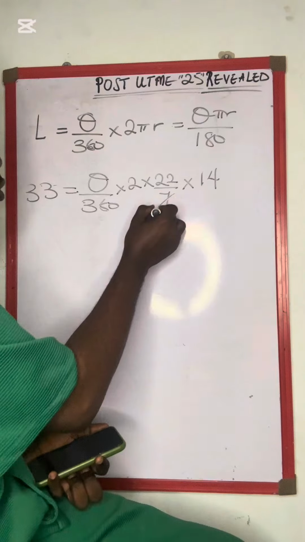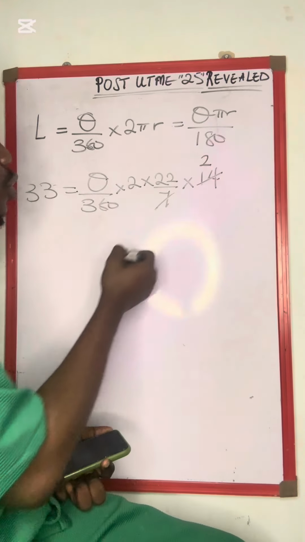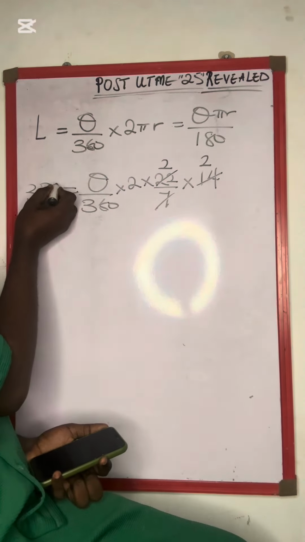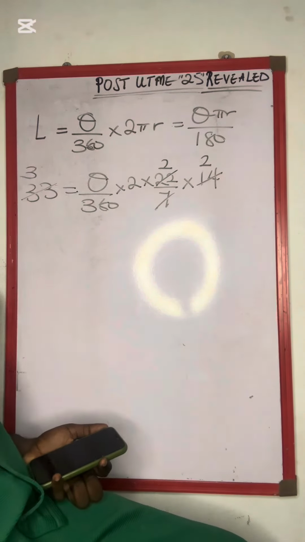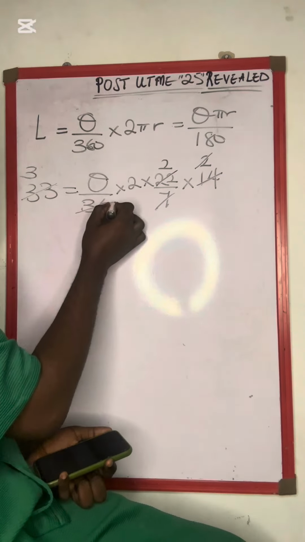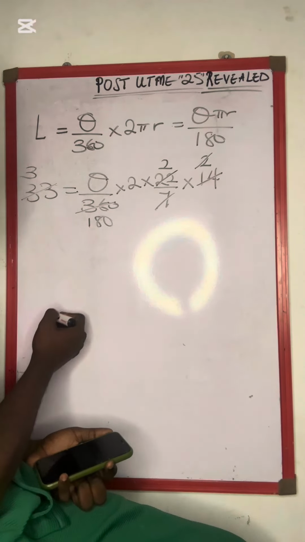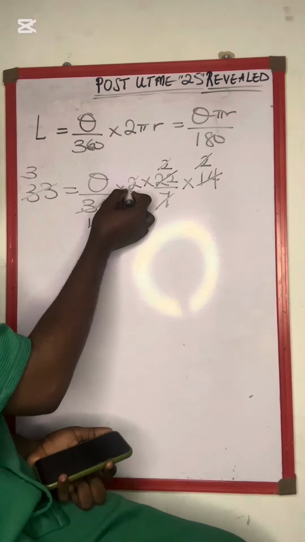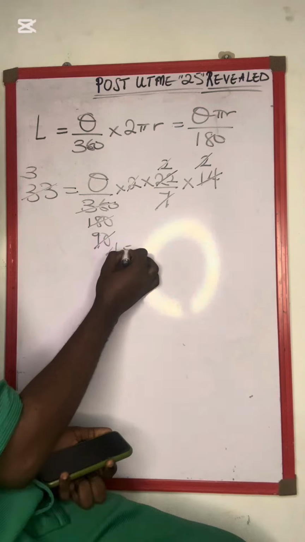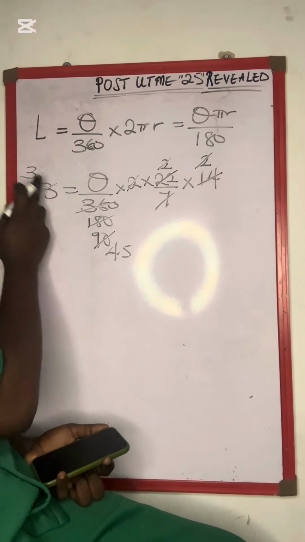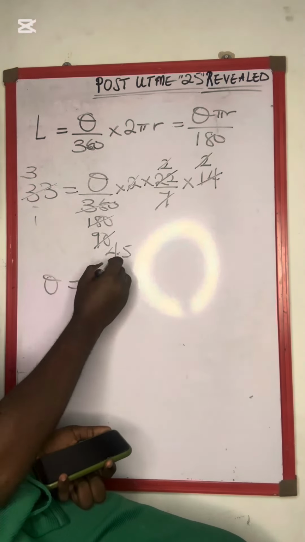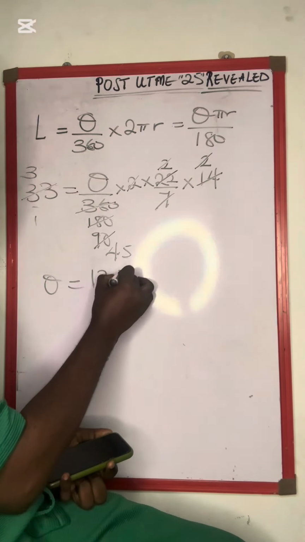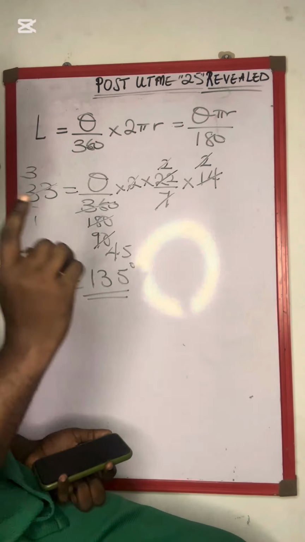Now watch. 7 can take out 14. I'm left with 2. 11 can go into 22. I'm left with 2. 11 goes into 33. I'm left with 3. Now let's go. 2 can take out 360 and leave us 180. 2 can take out 180 and leave us 90. 2 again can take out 90 and leave us 45. Therefore, we can cross multiply. So theta becomes 45 times 3. That should give you 135 degrees.